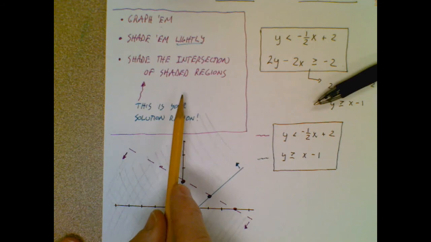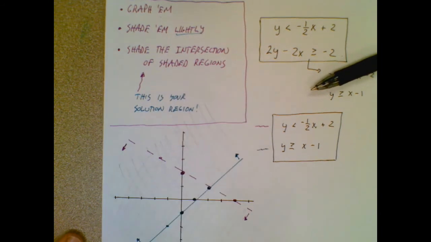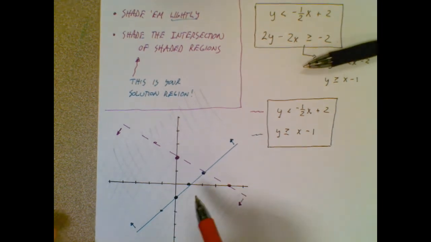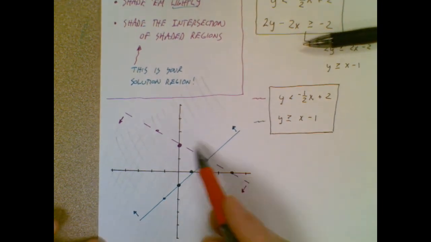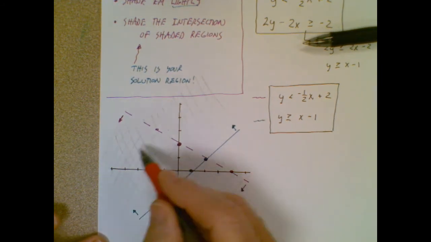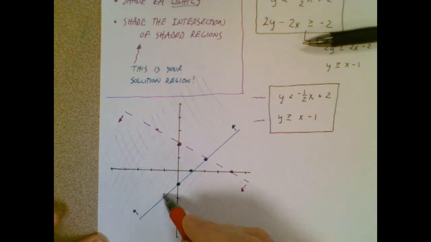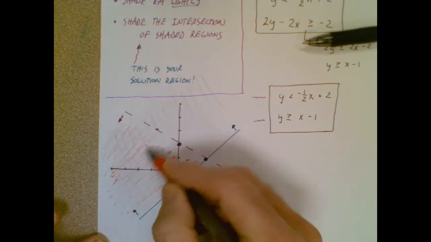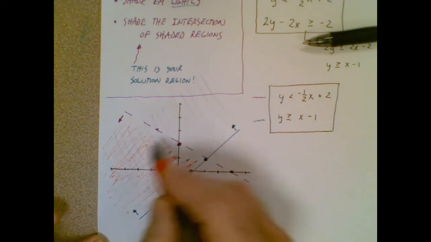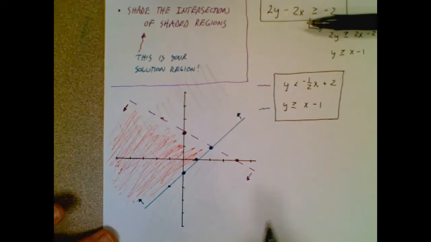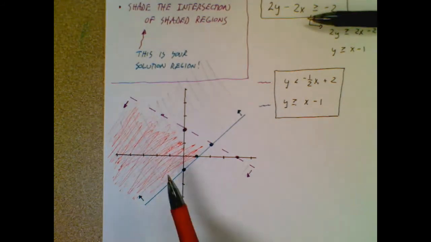Now it says, shade the intersection of the shaded regions. Well, that is our solution region, and if I look closely, the only region where I shaded twice, or where the two shaded regions intersected, was this area right in here. It's always going to be a compartment of your graph. So I'm going to shade that darker so that it stands out. This is our solution region. This is the intersection of the two shaded regions.